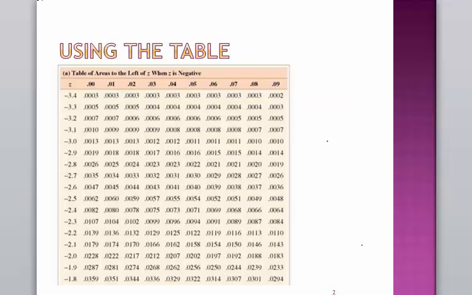So our first z-score is negative 2.23. And we're going to look for that one first. So we're going to find negative 2.2 down the left-hand side and a 3 in the hundredths place. And we'll intersect that row and that column and find an area of 0.0129.